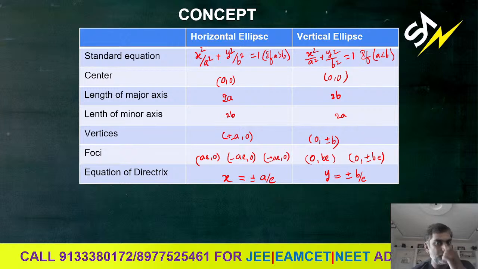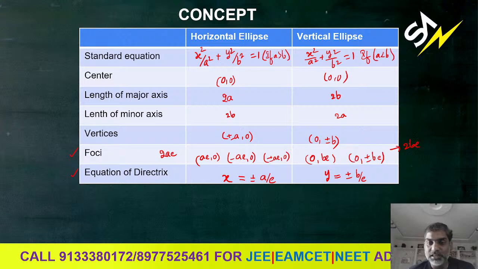Based upon these two points, the foci and the equation of the directrix, what is the distance between foci? Here one of the foci is ae comma 0 and the other focus is minus ae comma 0. Then the distance between these two foci is 2ae. And in case of vertical ellipse, the distance between foci is 2 times be.